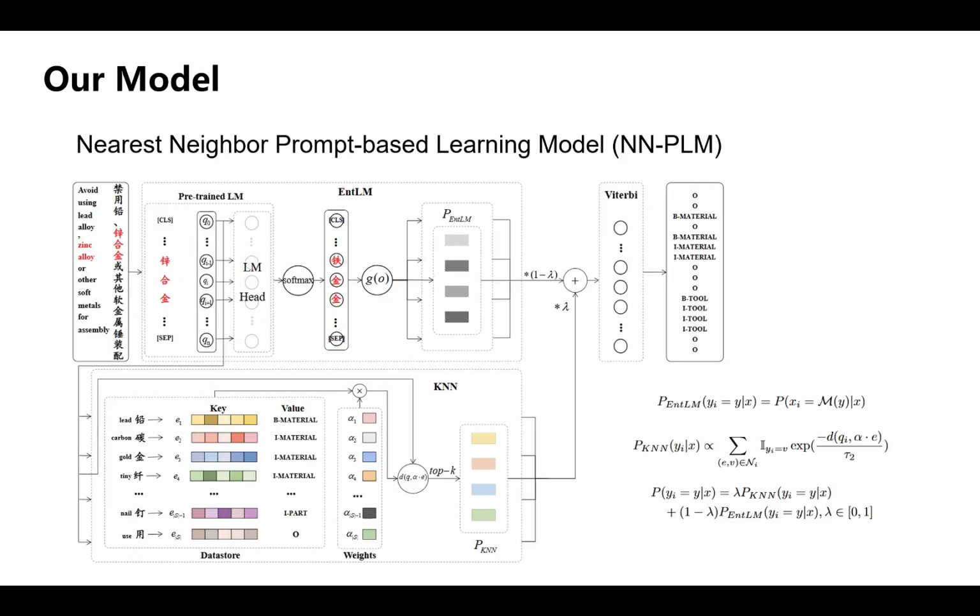The NenPlum consists of three parts: the NTLM module, the NEN module, and the Viterbi module during inference. The probability distributions of each token are obtained from both the NTLM and NEN modules. These two probability distributions are weighted and summed, and the result is fed into the Viterbi module to obtain a final label sequence. Next, we introduce each part in detail.